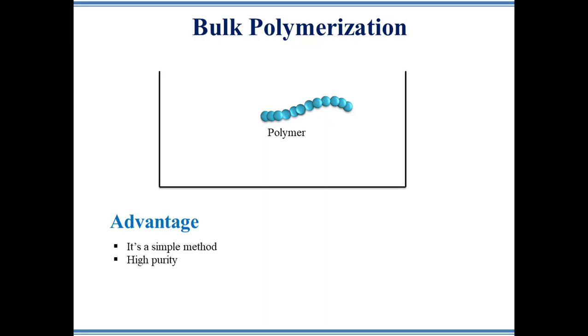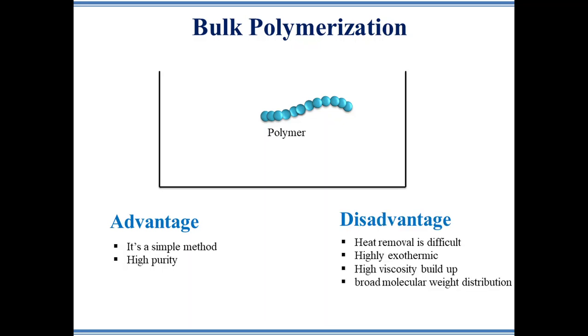Advantage of this reaction is the system is very simple, the polymer obtained is pure, and large castings may be prepared directly. The disadvantage is heat transfer and mixing become difficult as the viscosity of the reaction increases, which leads to broad molecular weight distribution. Due to the highly exothermic nature of the reaction, heat transfer is very difficult, and this method gives low molecular weight polymers. This method is used to synthesize polystyrene, polyvinyl chloride, polymethyl methacrylate, and low density polyethylene.